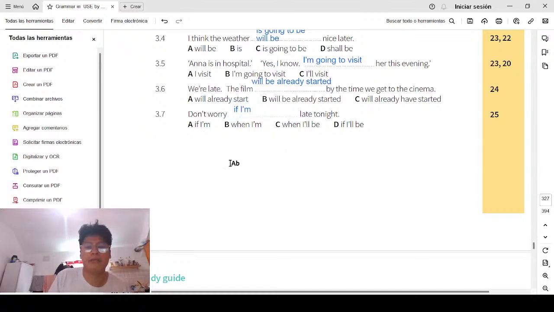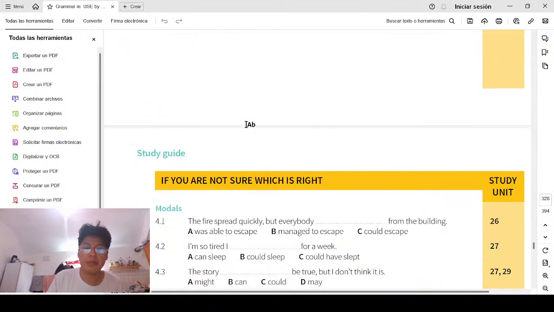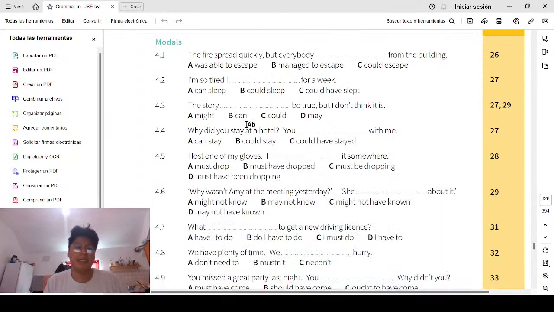If I am late tonight. Okay. Next question. Models. Oh, okay. Models. Oh my god. I'm not the best in models. There is a lot. This section is going to be crazy, I guess. So here we go.